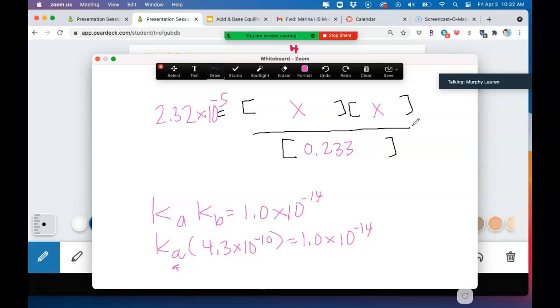So how do you solve? Well, you multiply both sides by 0.233. And then you square root, right? Because this is x squared over here. And so, something, something, something. So x ends up being this number. Well, x is my H3O plus ion, which is the same thing as an H plus ion. So now that I know my H plus, I can find pH. pH is opposite the log of H.